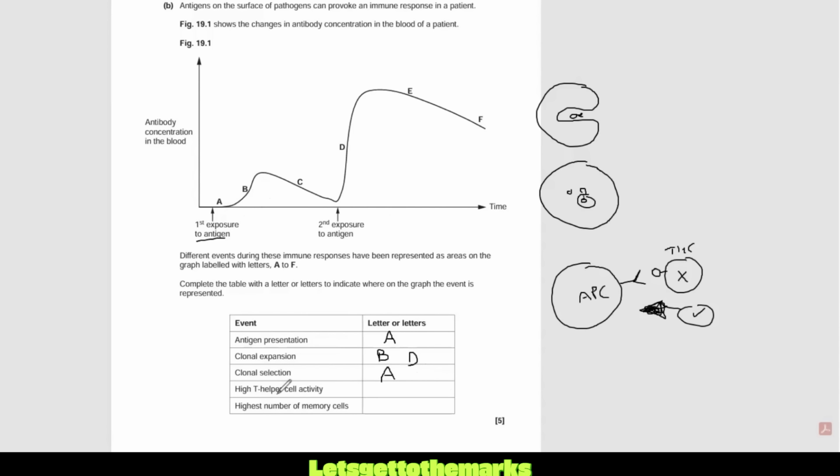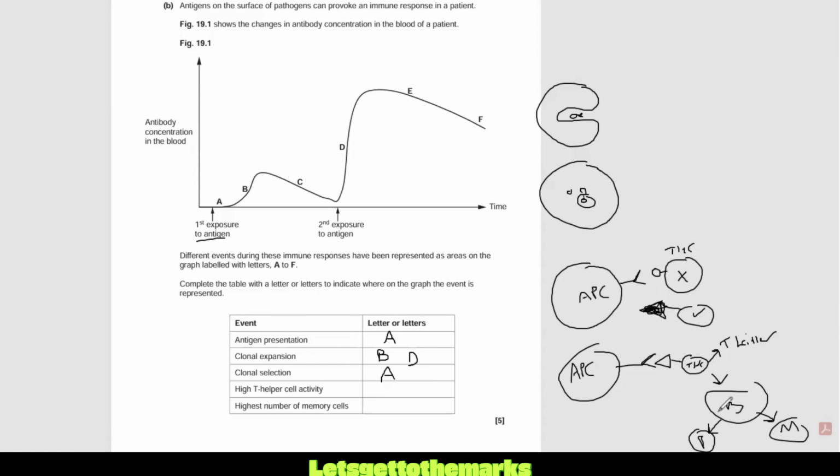Now, when do we have high T helper cell activity? When are we going to get the most T helper cells? Well, once we have our antigen presenting cell presenting the antigen and our T helper cell locks into that and it's the correct one, that's when it's going to become T killer cells, and what else does it become? That's when it's going to activate B cells, and the B cells are going to become memory cells. They're going to become plasma cells, etc. You get the idea. There's loads of stuff going on from that. So the T helper cell is going to be huge in the clonal expansion areas. So B and D is when the T helper cell is getting busy, again.